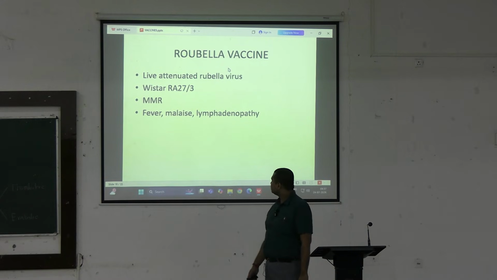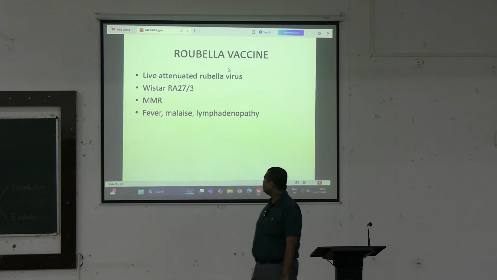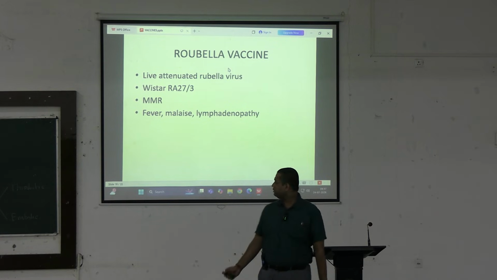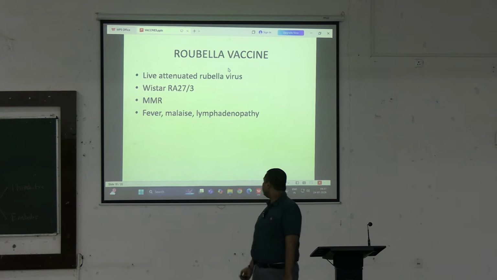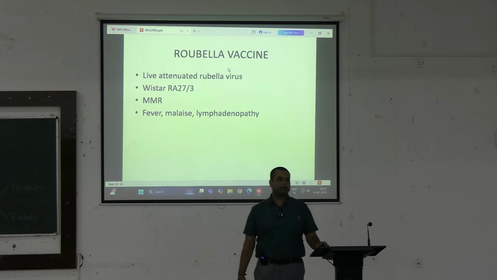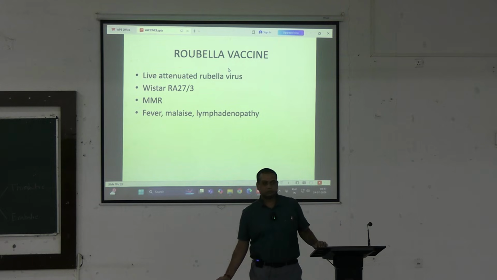Rubella vaccine. Another live attenuated vaccine. There may again be fever, malaise, lymphadenopathy. It's a component of MMR vaccine.